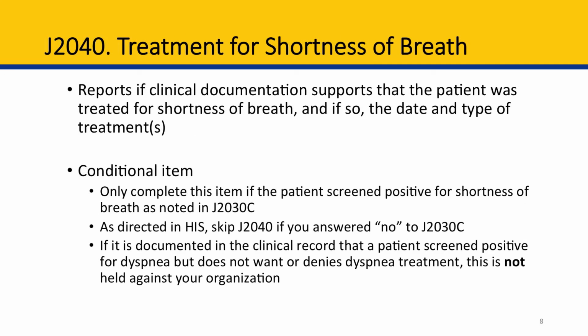Now that we've discussed screening for shortness of breath, let's talk about the treatment for shortness of breath. This item reports if clinical documentation supports that the patient was treated for shortness of breath, and if so, the date and type of treatment. This item is what is called a conditional item, which means you would only complete this item, J2040, if the patient screened positive for shortness of breath as noted in J2030C. As directed in HIS, you would skip J2040 if you answered no to J2030C.